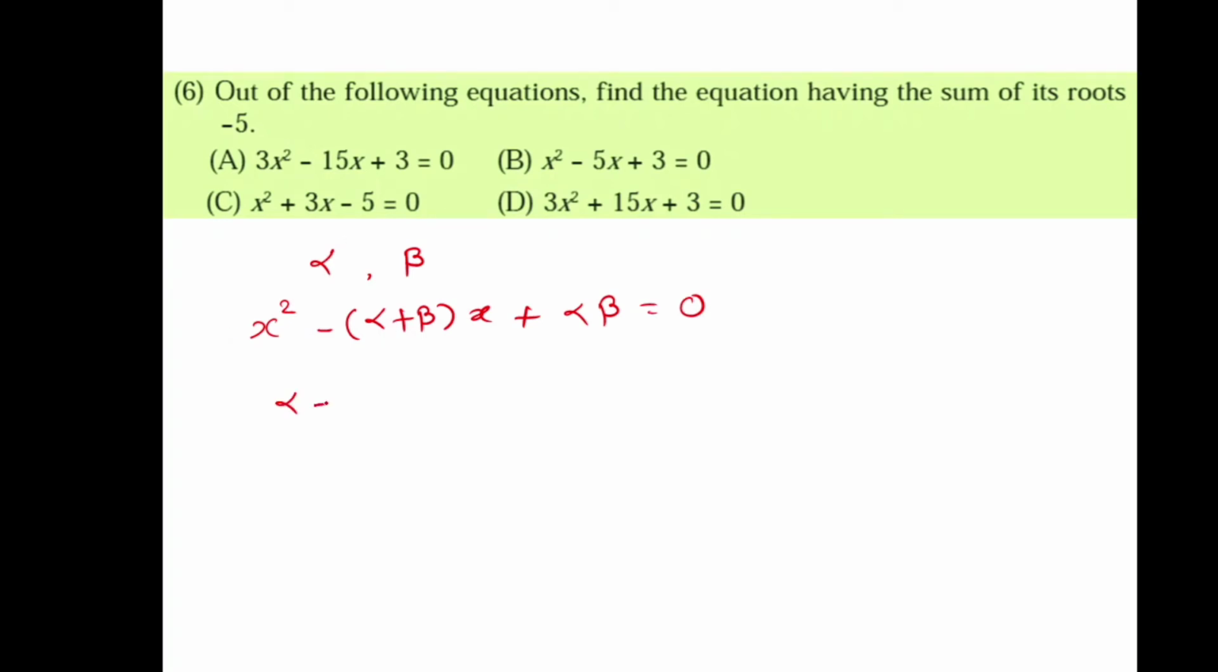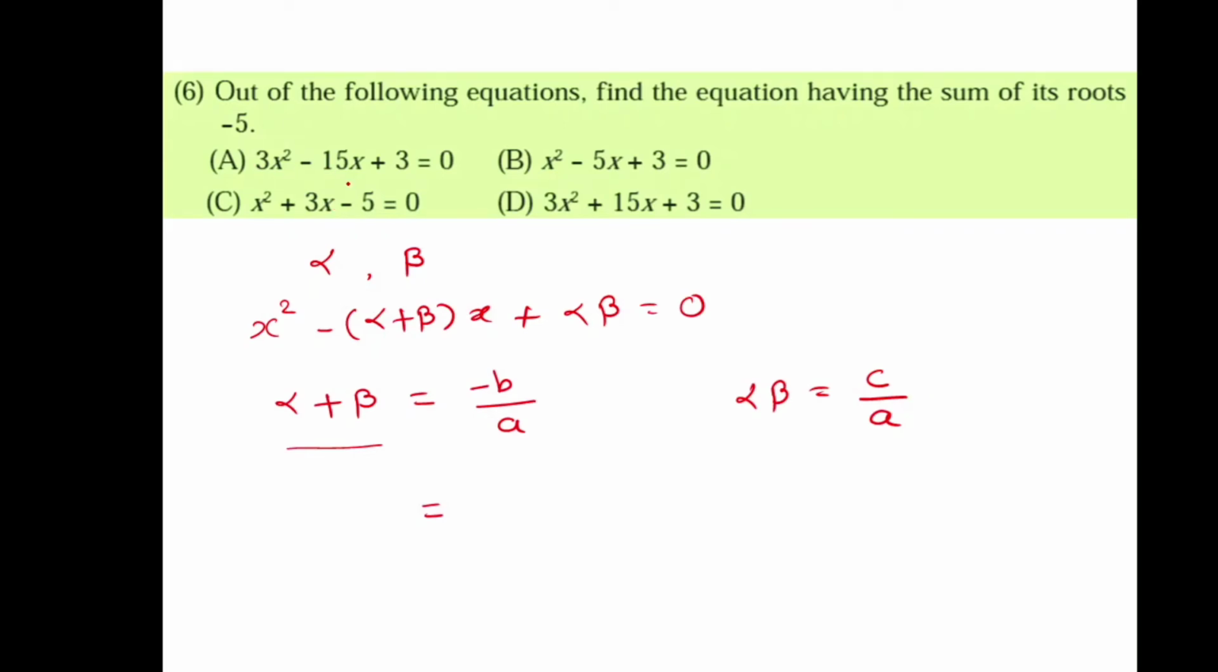And here the addition of the roots, that is alpha plus beta, we have the formula for it as alpha plus beta is equal to minus b divided by a, and alpha beta is equal to c divided by a. Now here the question asks for which of these equations the sum of the roots is minus 5. So if we consider the first equation, we need the sum of the roots, that is alpha plus beta. So we replace the values of b and a for each of these equations, and check for which equation we get the value minus 5.